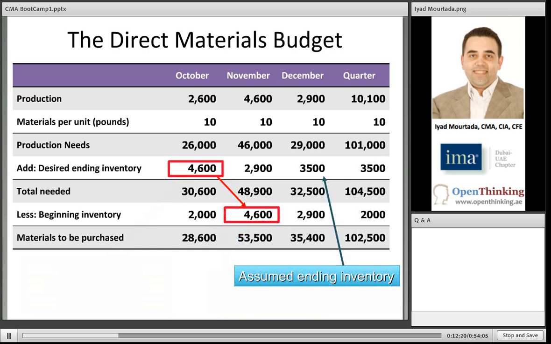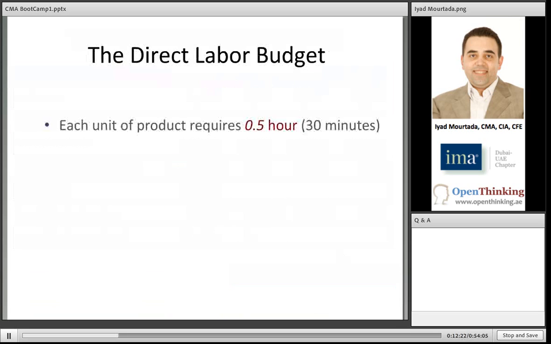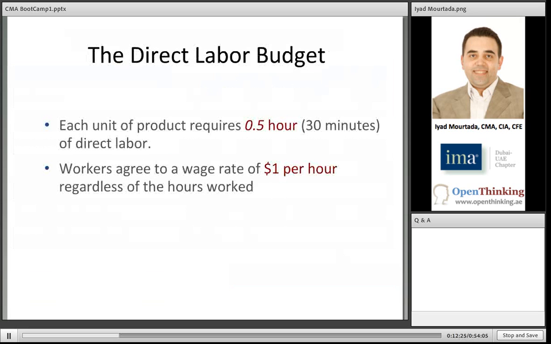Now, if we look at it, for the other month, it's the same process. Now, direct labor, we are saying each unit of product required 0.5 hours, which is 30 minutes of direct labor. Workers agree to a wage rate of $1 per hour, regardless of the hours worked. So it's great. That way we know exactly how many hours we need and we know how much we are going to pay them.